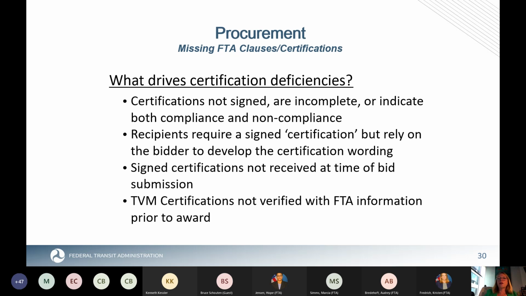Some recipients require a signed certification, but rely on the vendors to actually generate what that certification looks like in lieu of actually sending it in the solicitation. We have seen signed certifications that were not received at the time of bid, but sometimes after that. And we have seen quite often that there's been no verification against FTA's website for the TVM certification. So those are some of the common drivers.